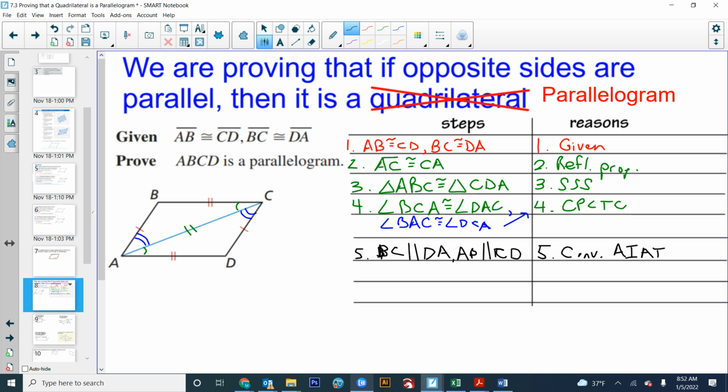You can write it out. I have to abbreviate it since the whiteboard, smartboard, whatever it's called, is not cooperating. So alternate interior angles theorem, AIAT. Well, we said the parallel. We said this side's parallel to this side, and this side's parallel to this side. So the shape ABCD is a parallelogram. Reason? Well, that's the definition.